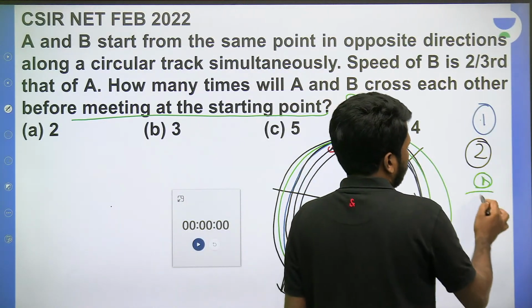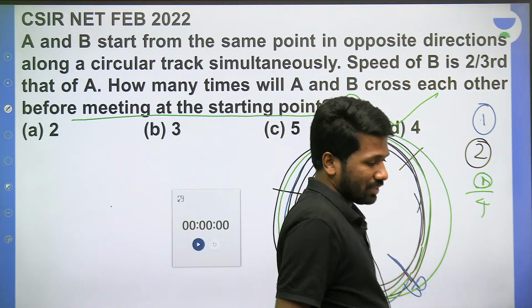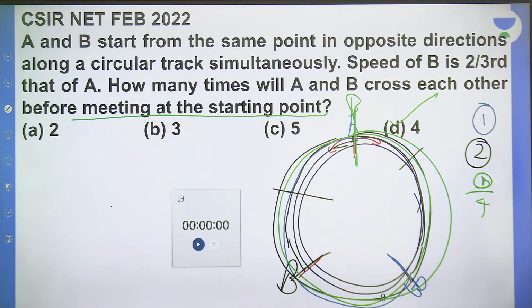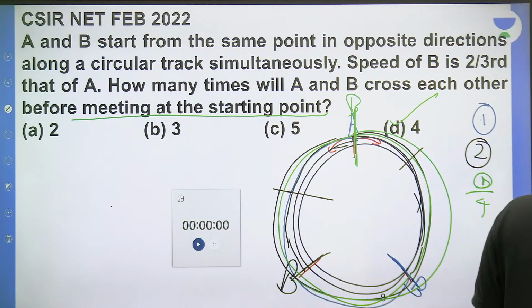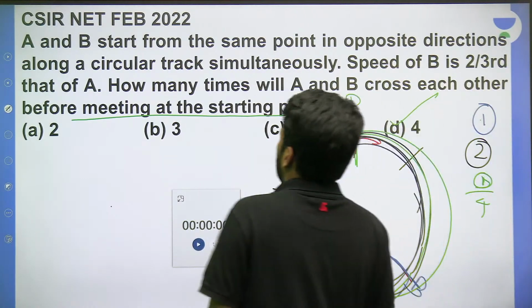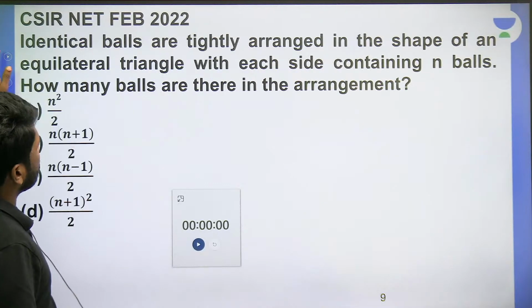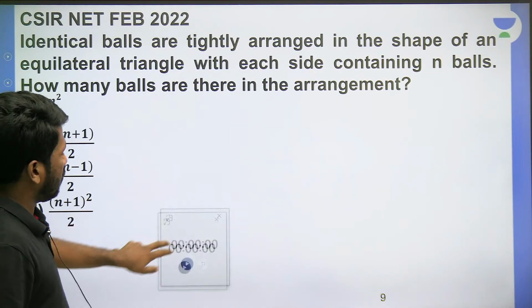So 1 plus 2 plus 1, 4 times totally. So option D is the answer. How many of you understood it? So that is how to do that question. That is clear. Let's go to the next question. Try this. This is a very interesting question.